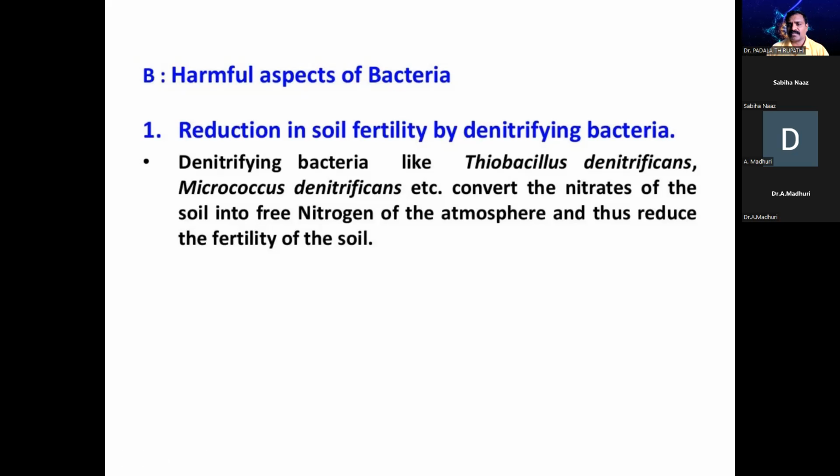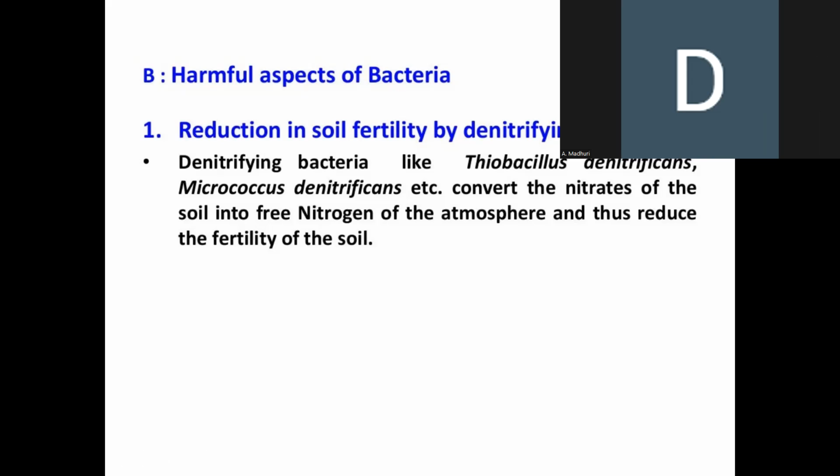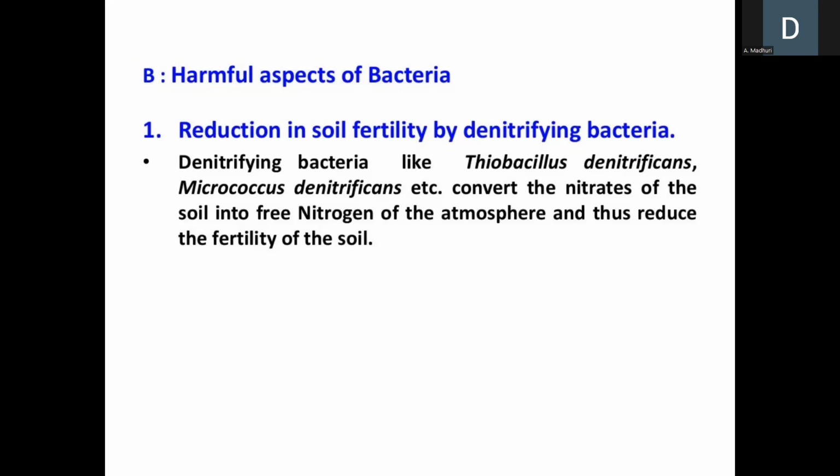So, good afternoon, dear students. Today we are going to learn about harmful aspects of bacteria. As we discussed yesterday, bacteria do good things as well as bad things. They are helping us in many ways, but they are also causing some problems. So let us today focus on the negative or harmful aspects of bacteria.